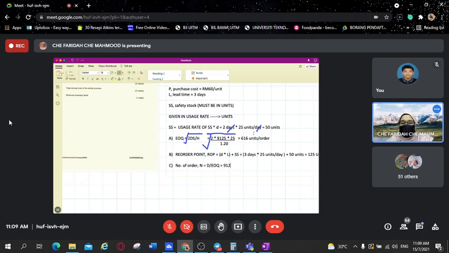9125 units, unit per order per year. Divided by the EOQ. This is the concept I show the students so that you know how to cancel it out, then you will be able to understand.